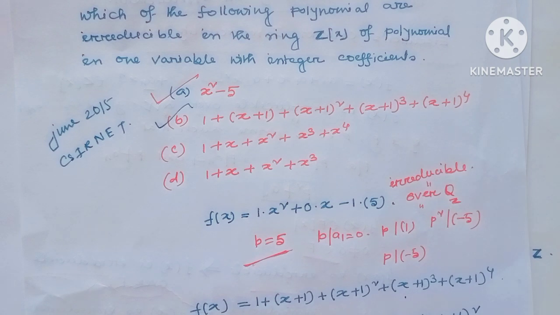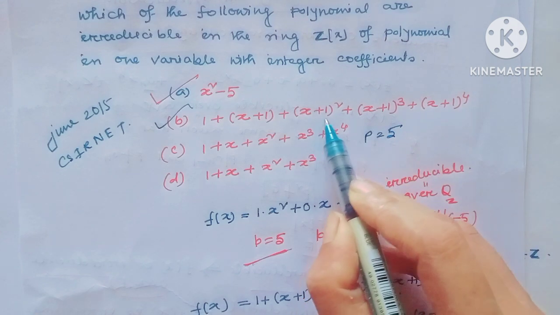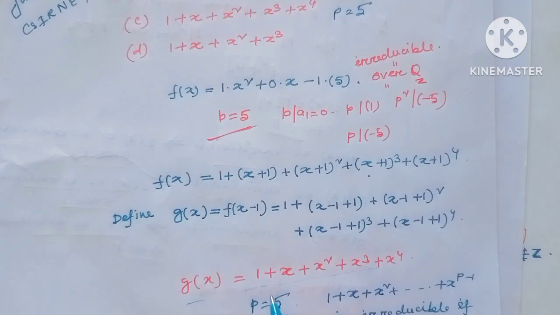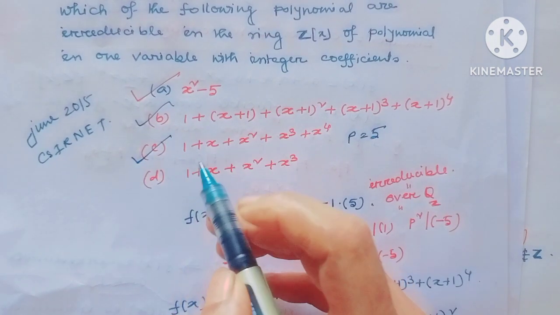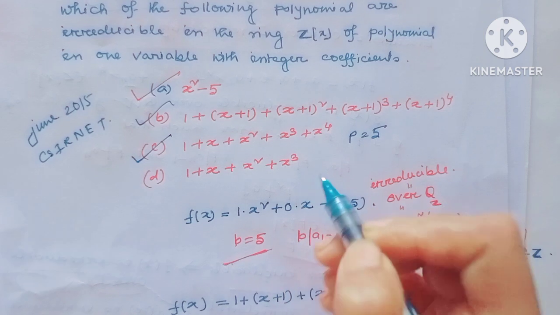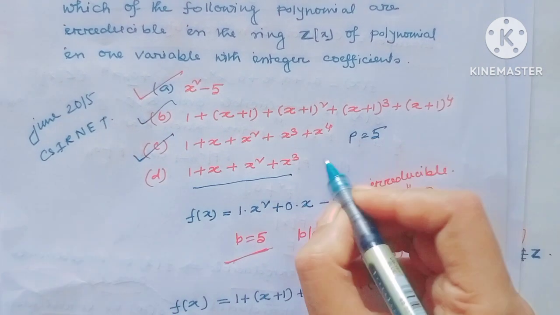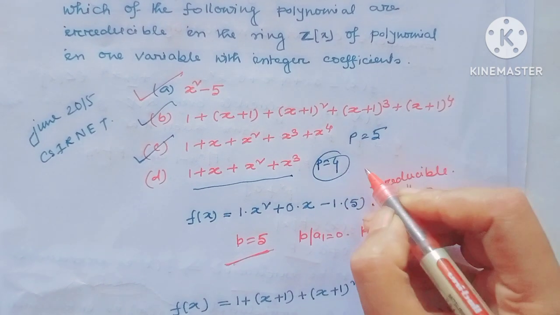Notice option 3. Here 1 plus x squared plus x to the power 4 is just a cyclotomic polynomial. Here p equals 5. Here f(x + 1), or this polynomial, is just a cyclotomic polynomial. So this is irreducible over Q, also over Z. Here notice, here the cyclotomic polynomial is right, but here p equals 4, this is not a prime number.